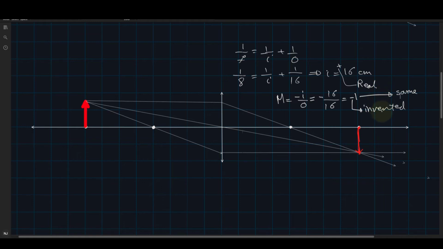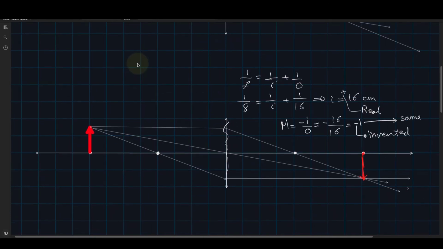So we're done here. So the properties of the image were found here when the object is at a distance twice the focal length. If the object is at a distance twice the focal length, then the image will be inverted, same size, and it will be real if done with a convex lens. Okay, so now let's move on to the third case.